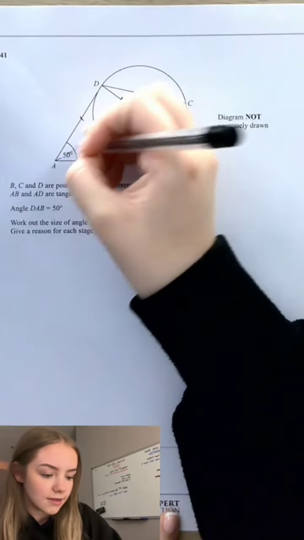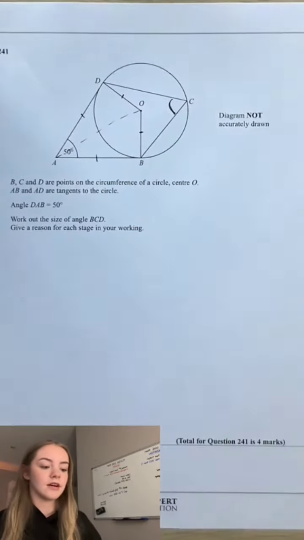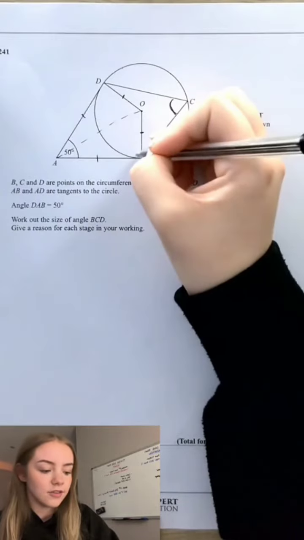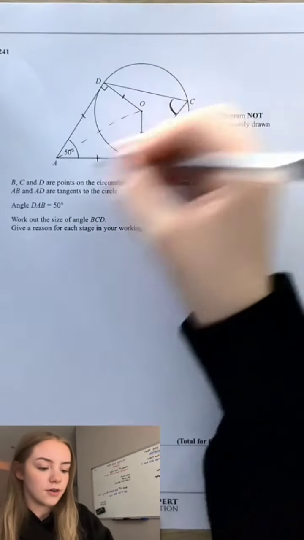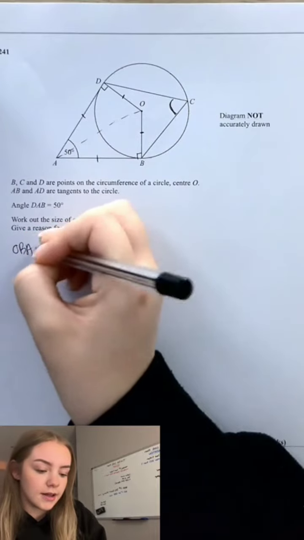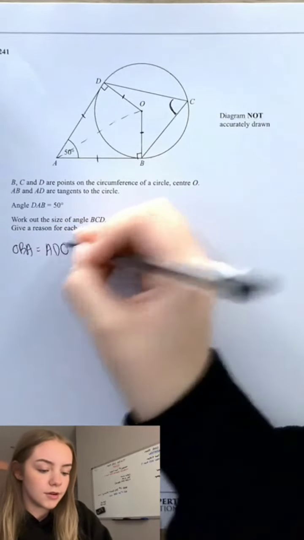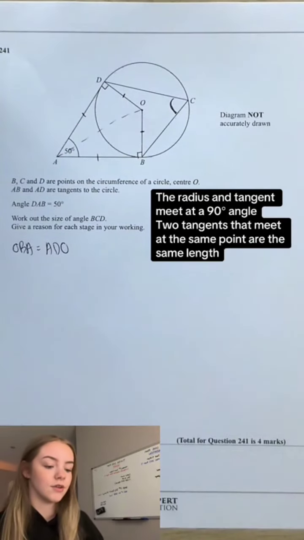So if we were to split this down the centre here, we would have two similar right angle triangles. And we know that they're right angled because the radius and the tangent meet at right angle. So we can actually just say OBA is the same as ADO, or ODA if you put it the other way around, because the radius and the tangent meet at a 90-degree angle.